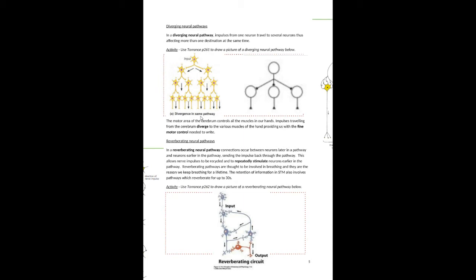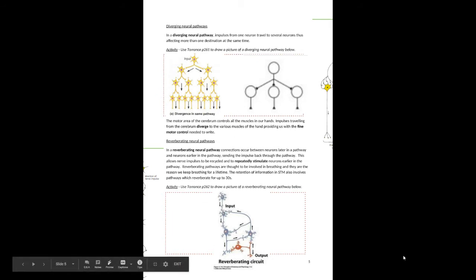If you want to play the violin, for example, you need multiple muscle systems working at the same time, doing the same movement. And it's easier, rather than having to organize all of them at the same time, just to send one signal down and all the muscles get it at the same time. So this is divergent neural pathways.